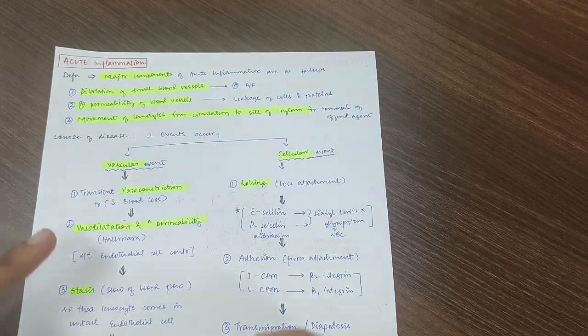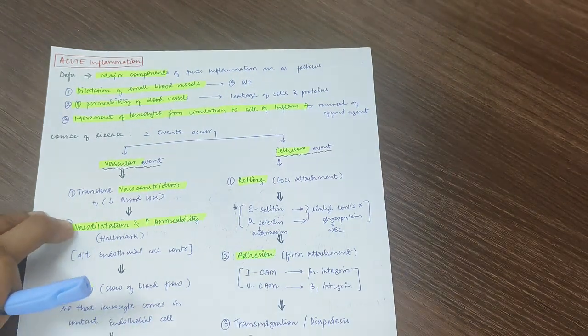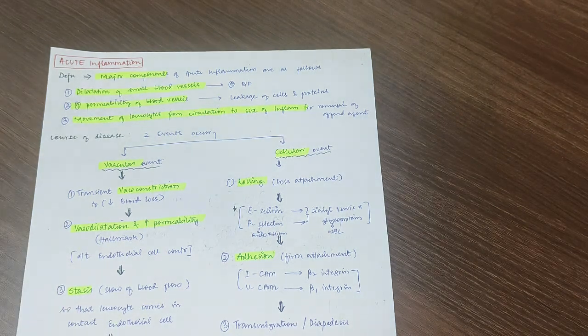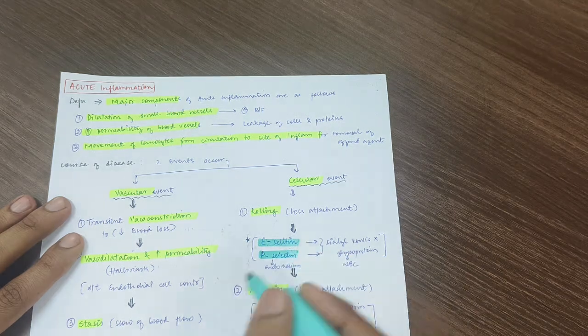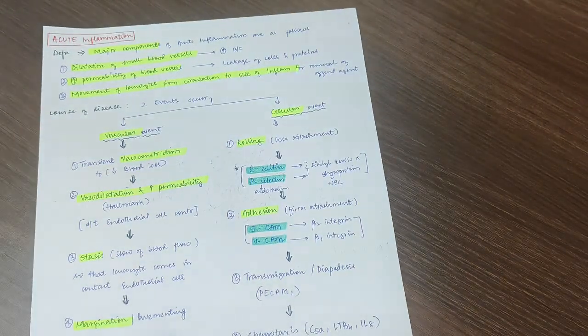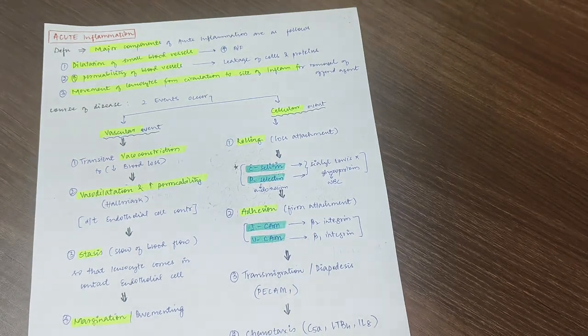That is a firm attachment, and the firm attachment is brought about because of ICAM and VCAM. Remember, here it is E-selectin and P-selectin. Here it is ICAM and VCAM. So ICAM will bind to beta-2 integrins, and VCAM will bind to beta-1 integrin, which is present on the WBC.